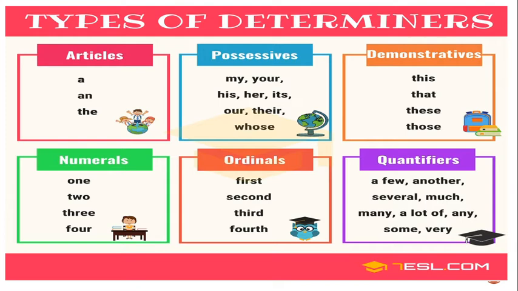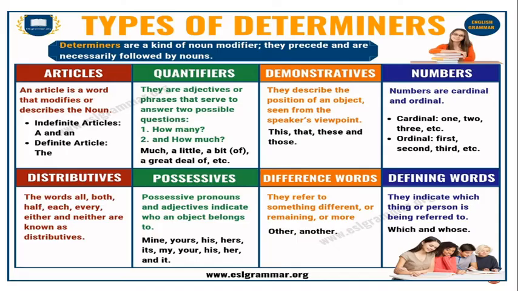Articles: a and the. Possessives: my, your, his, her, its, our, their, whose. Demonstratives: this, that, these, those. Numerals, that is cardinal numbers 1, 2, 3, 4, and ordinal numbers first, second, third, fourth. Quantifiers: a few, another, several, much, many, a lot of, any, some, very.